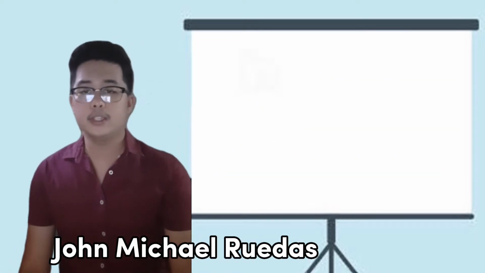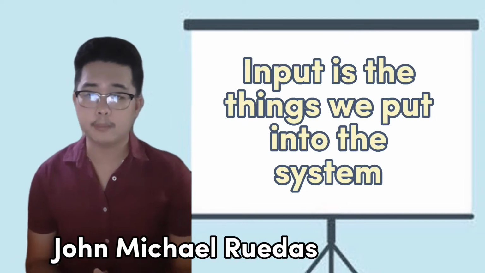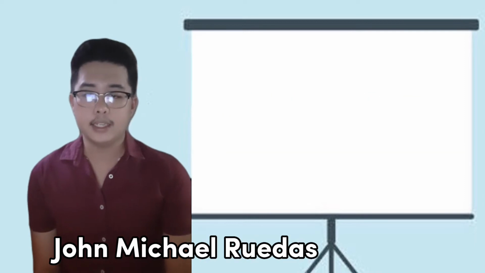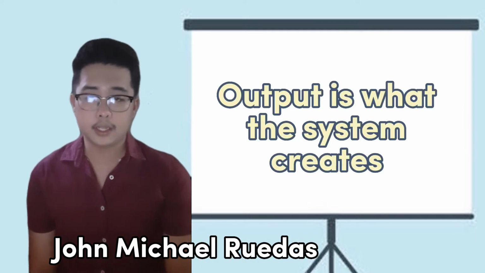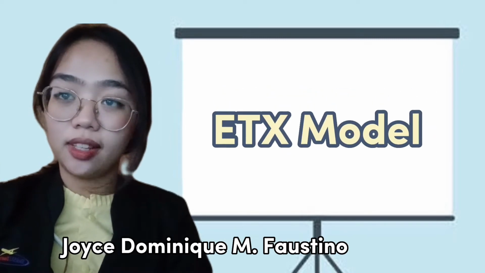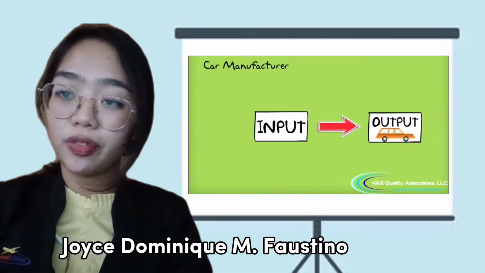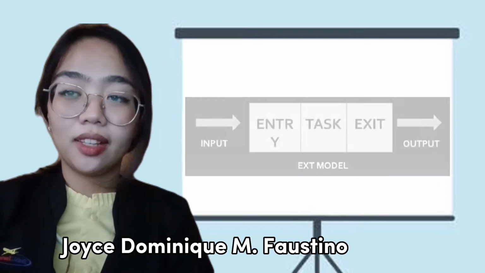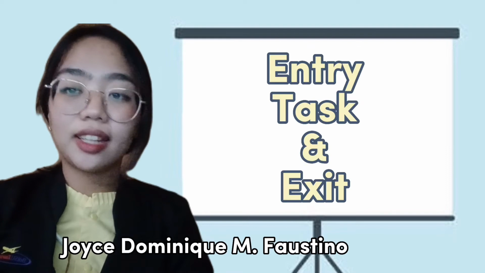In simple words, input is the things we put into the system, while the process is what happens to make the system work, and lastly, the output is what the system creates. The EDX model is the most popular process model. It helps in identifying the current status of the process and taking action for further improvement continuously. EDX stands for Entry, Task, and Exit.